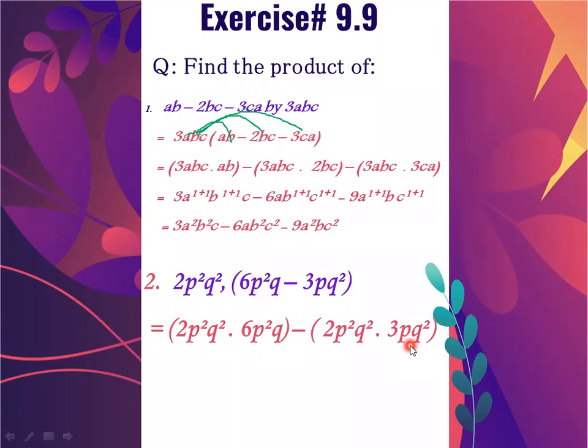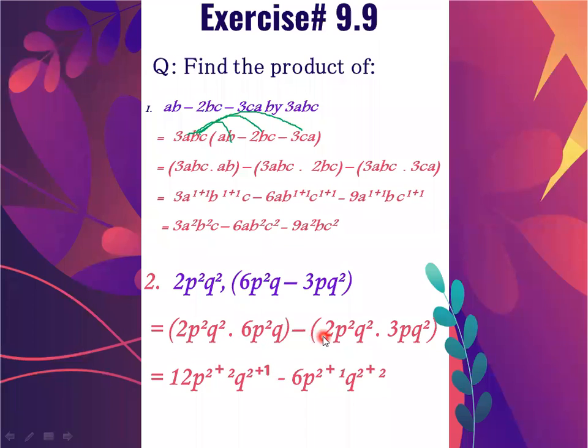Now for this, you will simply multiply the coefficients. 2 multiplied by 6 will become 12, and this p, how many p's are here? 2p, so you will add their powers, means 2 plus 2, this way. Then this p, then this 2 and this 2, 2 plus 2, then this q. Okay, the next variable q, the power of q here is 2 and the power of q here is 1, so you will write 2 plus 1, then this minus sign.